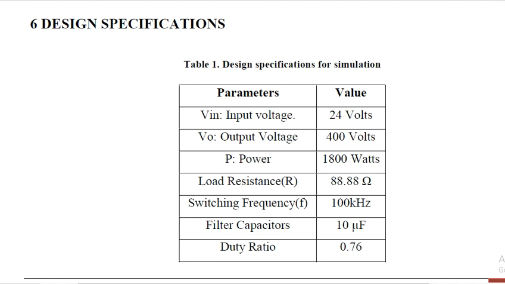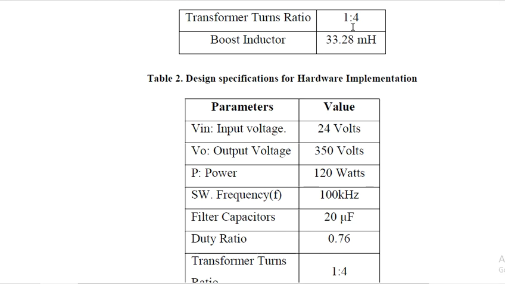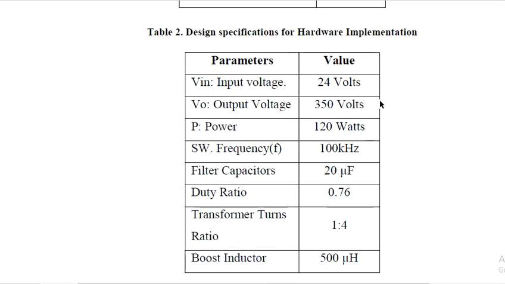These are the specifications which I used for the simulation: input voltage 24 volt, and I got an output voltage of 400 volt. Power is 1800 watt, with this load resistance, switching frequency 100 kilohertz, filter capacitors 10 microfarad, and duty ratio 0.76. The transformer turns ratio is 1:4, and the boost inductor is this millihenry. These are the design specifications for the hardware implementation, if you want to do hardware.